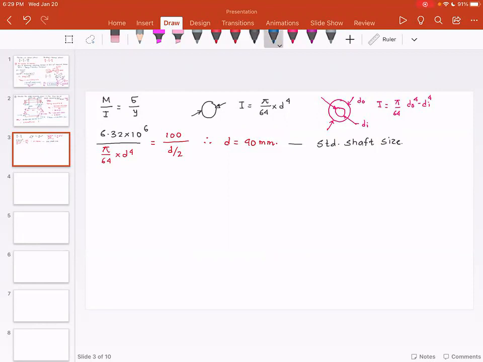Now, the next question is, what happens when bending and torsion act simultaneously?